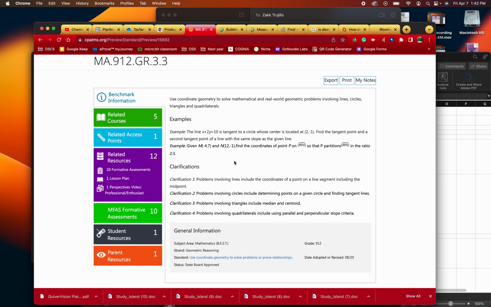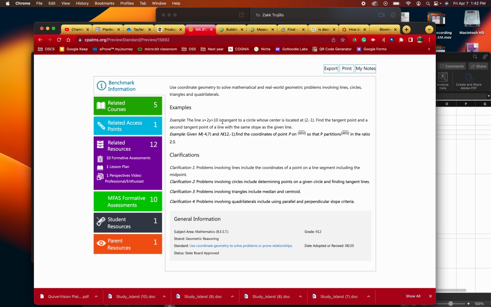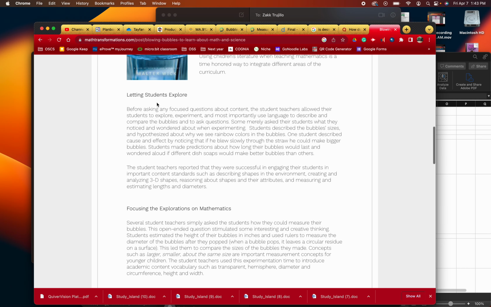I was trying to find a very clear-cut lesson plan for you, but I really haven't found it yet. So it's not as clear-cut to read from this script for the lesson plan. But for this one, the 3.3, it does talk about tangent and does talk about circles, points on a given circle, finding the tangent lines. And some of this may go with the blowing bubbles activity.